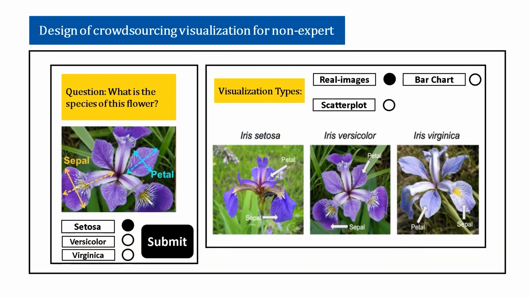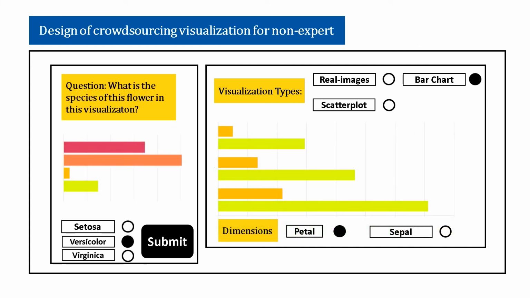The design includes 3 different types of charts that enable users to make selections: real images, bar chart, and scatter plot. Users of the crowdsourcing can select dimensions and types of charts to customize the visualization, and then make their decision on given data points.